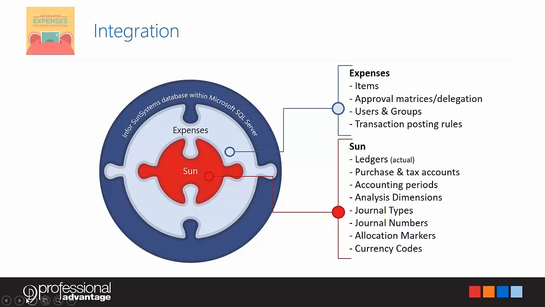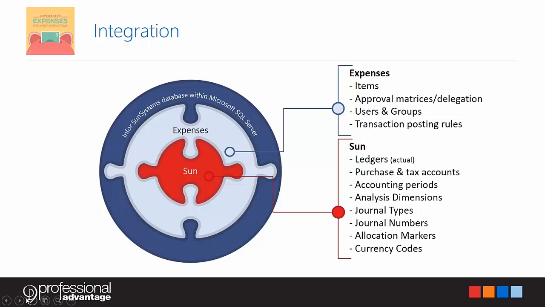Your accounting periods that you define in Sunsystems are also recognised by expenses. So if you close an accounting period and move on to the next current period, expenses will automatically adhere to those particular requirements. Your analysis dimensions. So all of your analysis dimensions that you've defined for your ledger transaction dimensions, expenses will adhere to your rules. So on your chart of account code, if you've stipulated that your department code, for example, is mandatory, then expenses will ensure that your end users have populated that within the expenses browser.